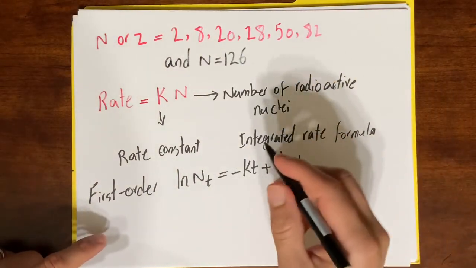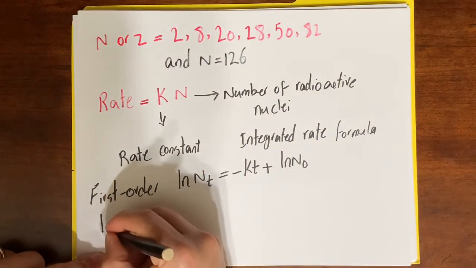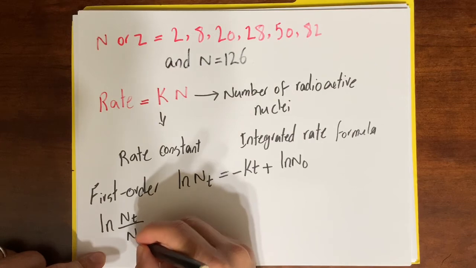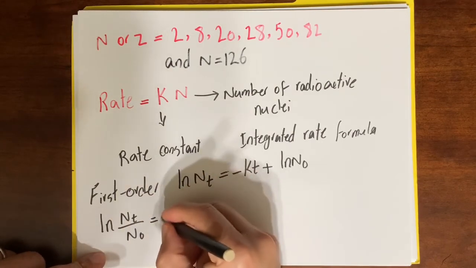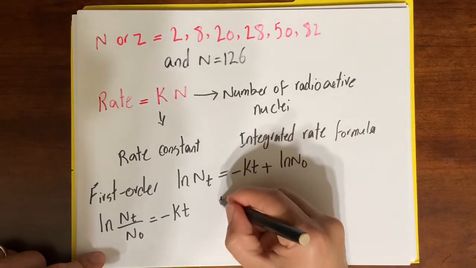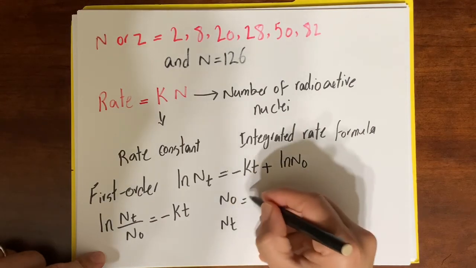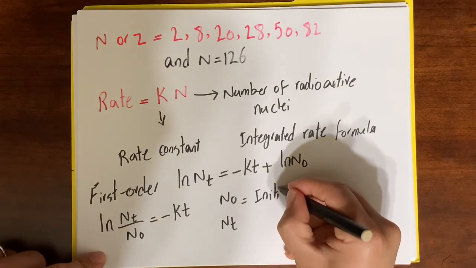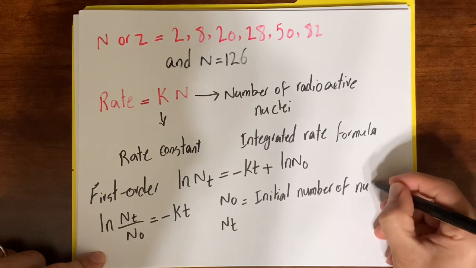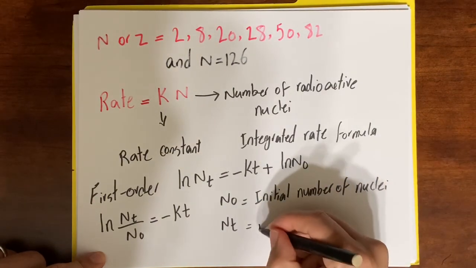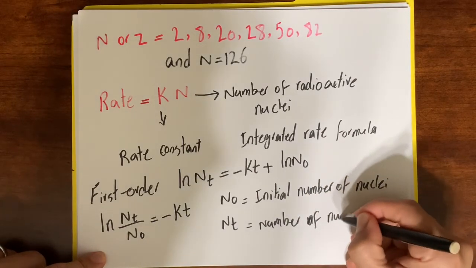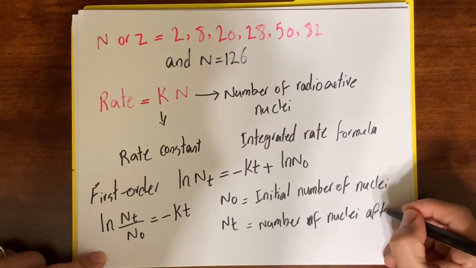Okay, and we can rewrite this one as ln of NT over N0 is going to be equal to minus KT, where N0 is the initial number of nuclei, and NT is going to give us the number of nuclei after T time.